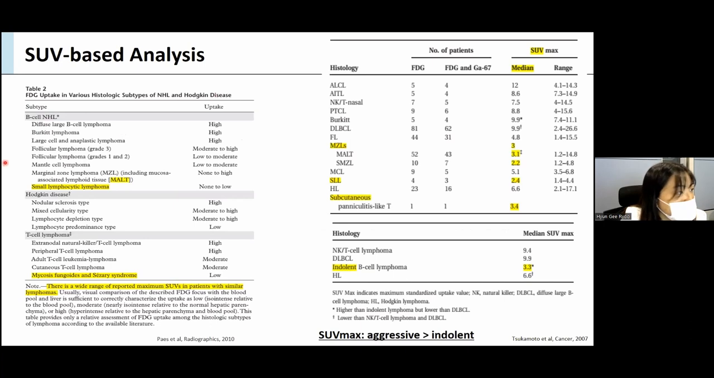And also, when you see the SUV, the uptake of lymphoma in different types of lymphoma, the aggressive type of lymphoma, like DLBCL or Burkitt lymphoma, has a very high SUV value. However, MALT lymphoma or SLL or cutaneous lymphoma have a very low value compared to other types of lymphoma. It has a low FDG uptake compared to other aggressive types of lymphoma.